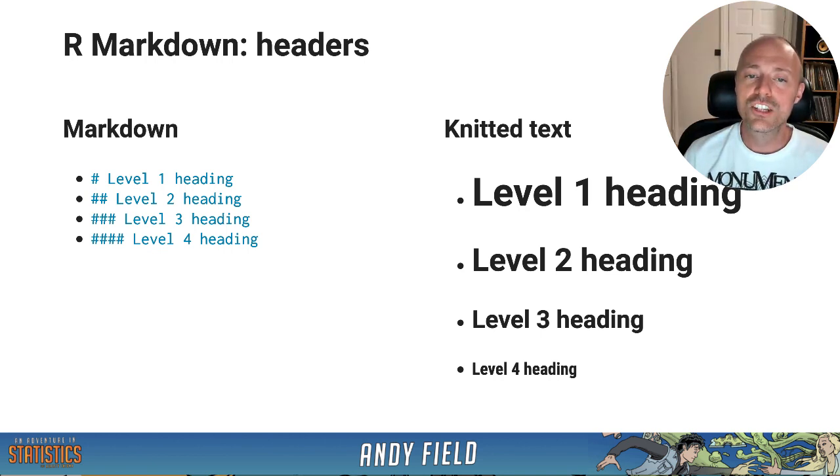So if you had 1 hash, you get a big heading. If you ask for a subheading, so if you put 2 hashes, you end up with sort of smaller text, but it's still bold, it still looks like a heading. And as you can see with level 3 and level 4, they're still sort of headings, but they're getting kind of smaller.